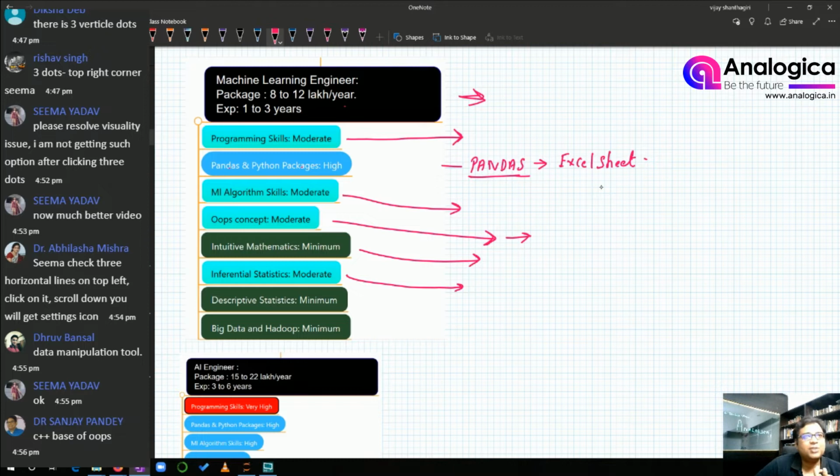And inferential statistics is something inferential, right? There are two kinds of statistical paradigms when it comes to machine learning. There is something called inferential and something called descriptive. Descriptive is something which defines something.